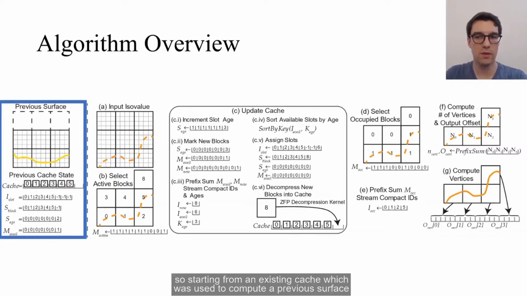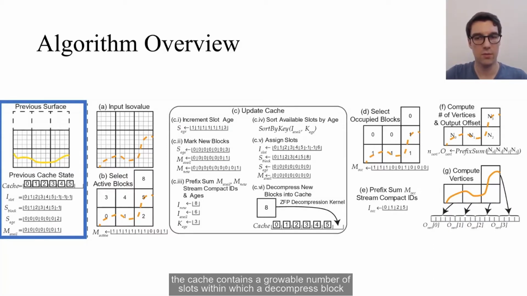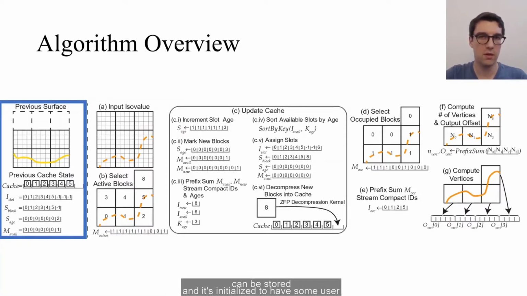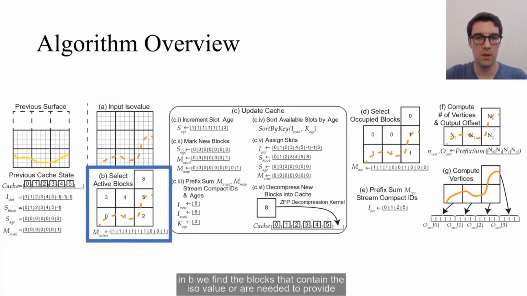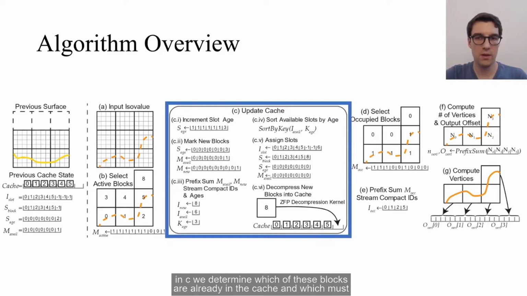Starting from an existing cache, which was used to compute a previous surface, or an empty one if this is the first surface we're computing, we want to compute the isosurface shown in A. The cache contains a growable number of slots within which a decompressed block can be stored, and it's initialized to have some user-specified capacity. In B, we find the blocks that contain the ISO value or are needed to provide neighbor data for those blocks that contain it. In C, we determine which of these blocks are already in the cache and which must be newly decompressed and added.